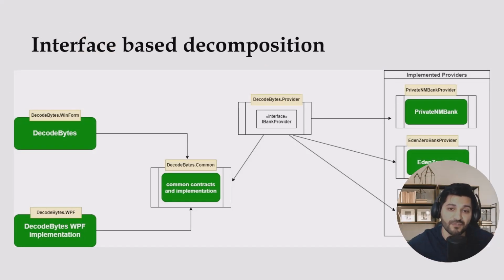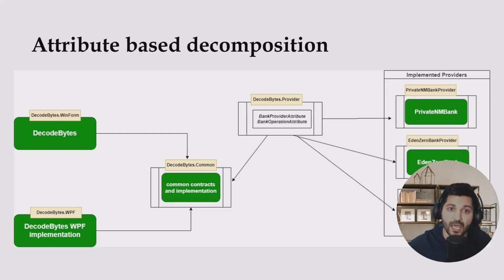We implemented this ATM system from scratch in our interface video. Just check it, because I'm not going to implement everything from scratch for the attribute-based implementation. We already have a code base. The only thing I am going to do here is replace our IBankProvider with BankProvider and BankOperation attributes. The related changes will be done in our providers and also in our DecodeBytes common library to make these attributes workable.